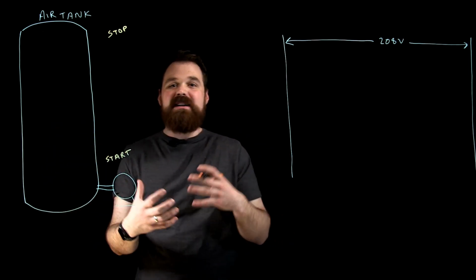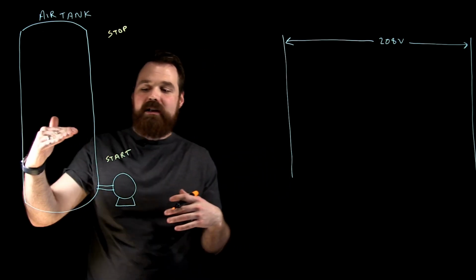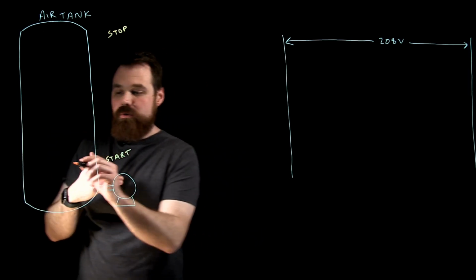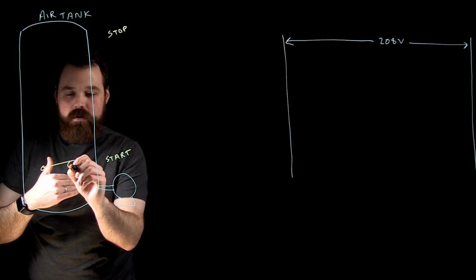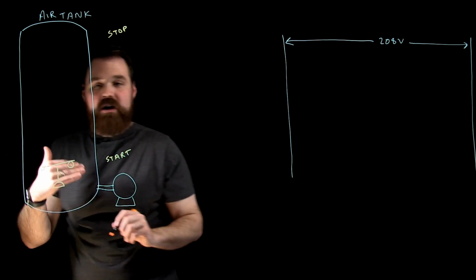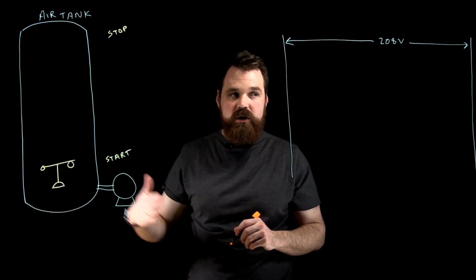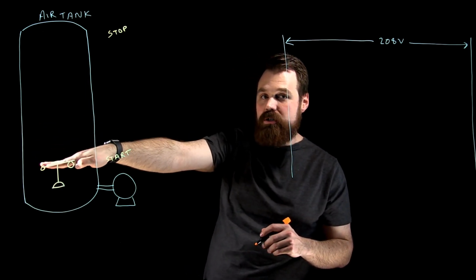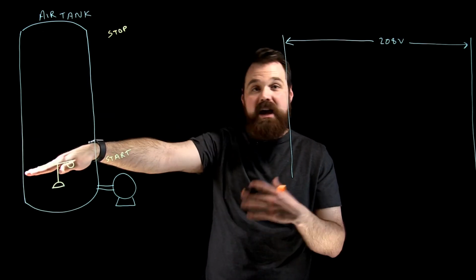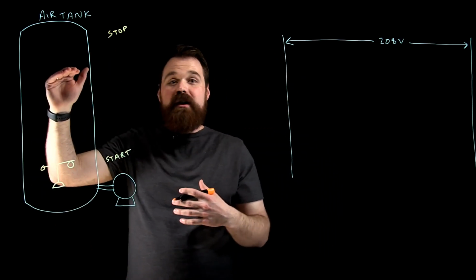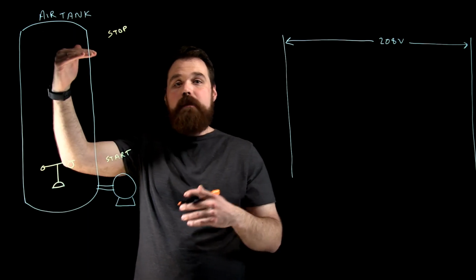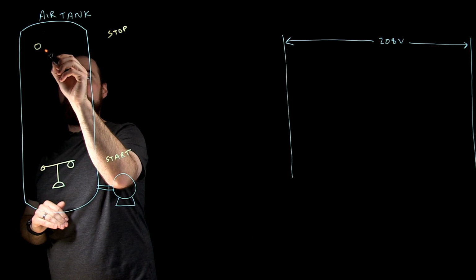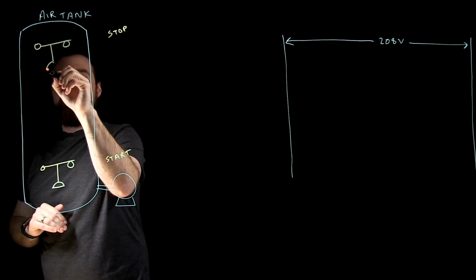Now we want to think about how that switch is going to operate. When we reach the bottom of the tank, we want it to start, so we would want it to close. Therefore, we would want that to be a normally closed switch. As the air comes down in the tank, that switch will close. When we think about that stop, when it reaches the top and it is full, we want that switch to open. So we would actually use a normally closed switch as well.